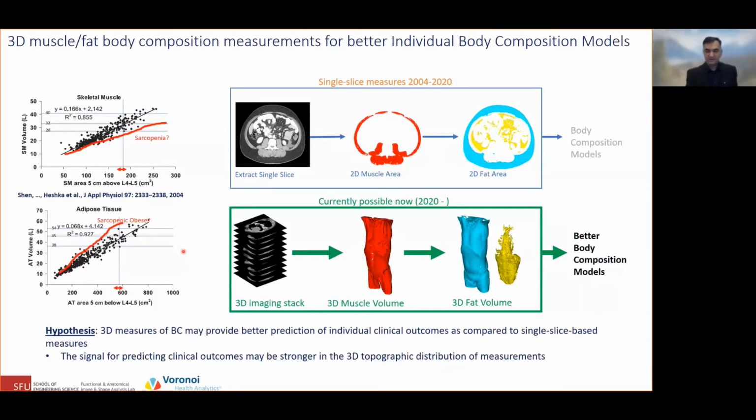The hypothesis is that 3D measurements of body composition may provide better prediction of individual clinical outcomes as compared to single slice-based measurements. Further, the signal for predicting clinical outcomes actually may be stronger in the 3D topography of distributions, the relative distribution of muscle, fat, and different organs at different levels of the body.